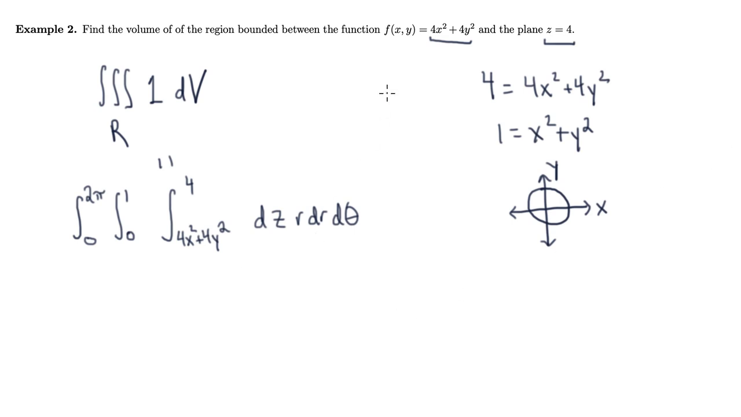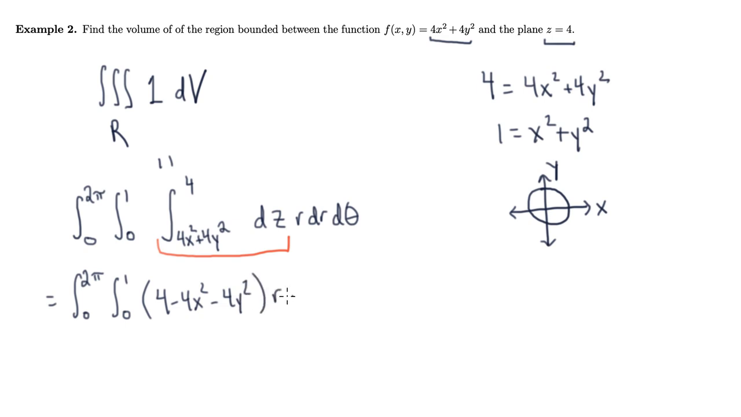So sticking with the theme that z stays the same, we can do exactly what we want to do with z. So what do we get? Well, we're just going to get z evaluated from here to here. So we'll have everything the same on the outside. Integral from 0 to 2 pi, integral from 0 to 1 for r and theta. And now what we're going to get is 4 minus 4x squared minus 4y squared. And then we have r dr d theta.